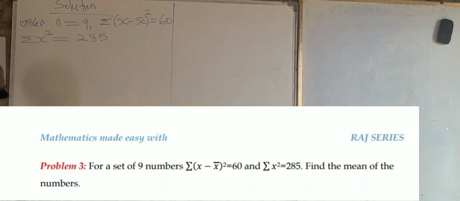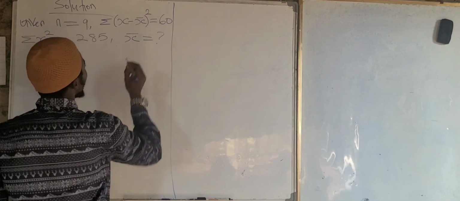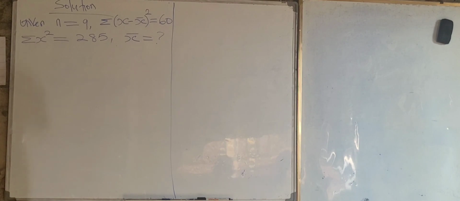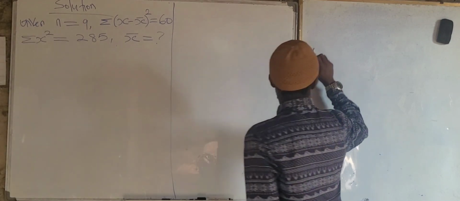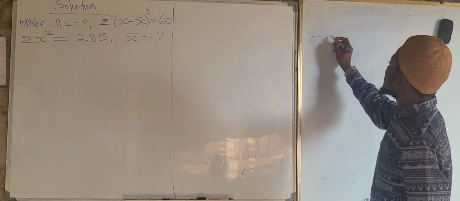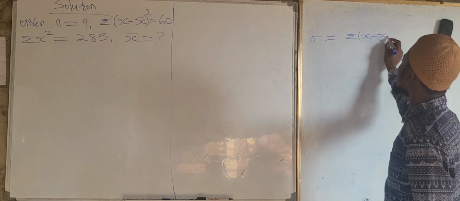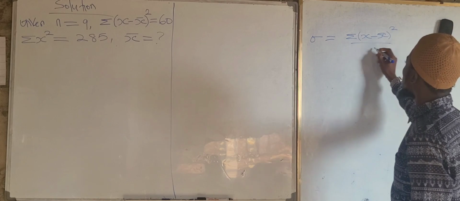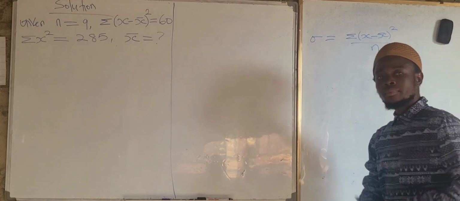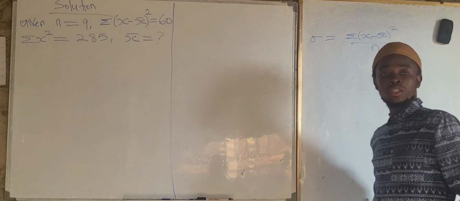Here we are asked to find the mean, and the mean there is x bar. But mind you, we have a formula which states the variance. The variance, this is the symbol for it, is equal to summation of (x minus x bar) the whole squared all over n. That is one formula for the variance, for the non-frequency distribution.